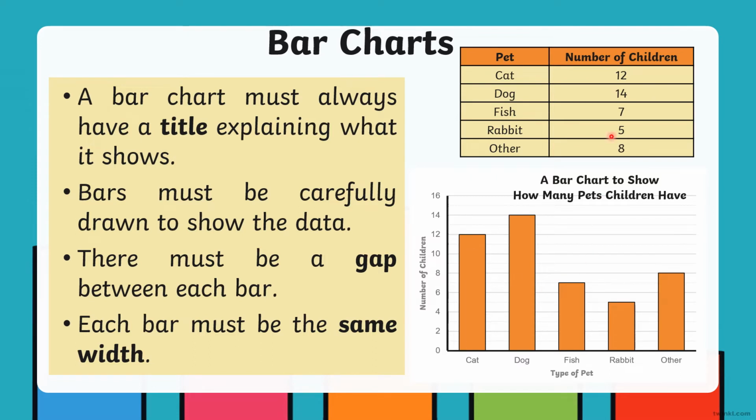And if the data tells us it is an odd number, so it is in between two even numbers, because in our bar chart it starts with 0, then 2, 4, 6. So if we have 7 in here, it is between 6 and 8. There must be a gap between each bar. So a gap between bars. So for the bar of cats, there is a space in between for the dogs. Each bar must be the same width. So as you can see here, they have the same width.